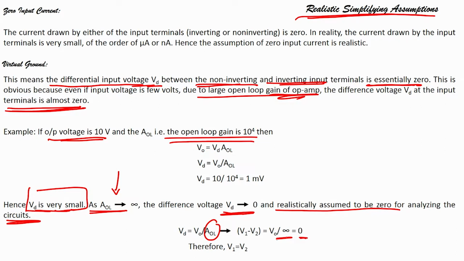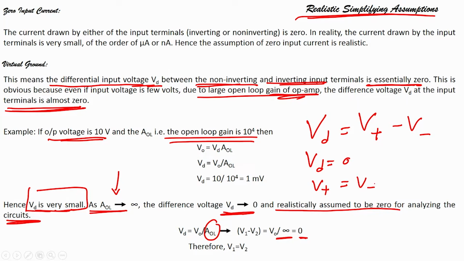my Vd will become 0. Therefore, if Vd is 0, what is Vd? Vd is V1 minus V2, or in another way I can also write Vd as the voltage at the non-inverting terminal minus the voltage at the inverting terminal. If I have Vd equal to 0, that means my voltage at the inverting terminal should be equal to the voltage at the non-inverting terminal. This much is easy.